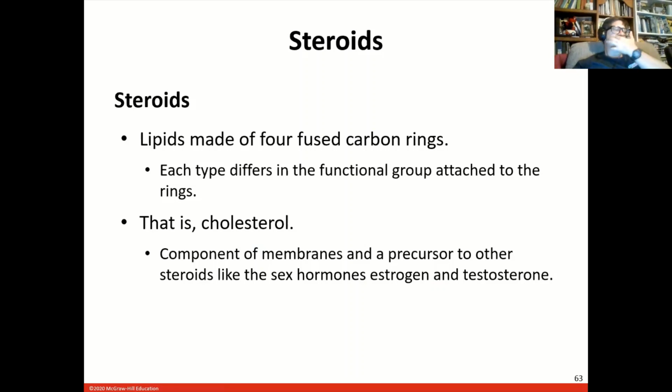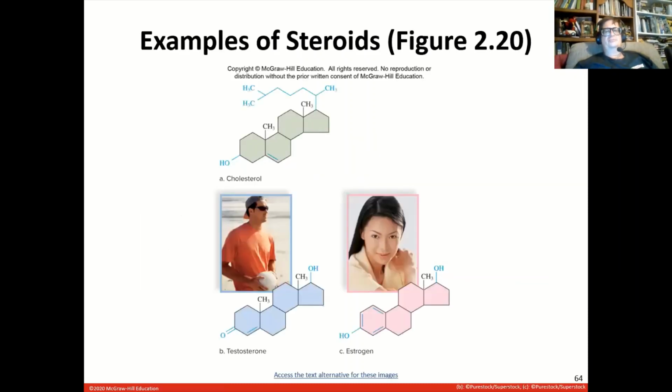Cholesterol is modified and turned into some pretty important hormones like estrogen and testosterone. All right, so there's the example. We've got cholesterol, and you can see you cut some pieces off, you add some other things on. Now you have an important gender hormone, sex hormone.